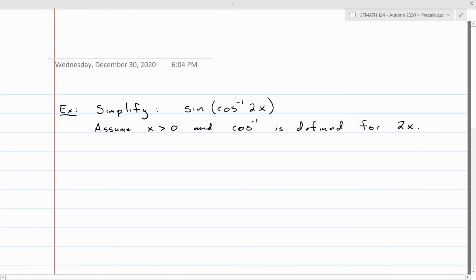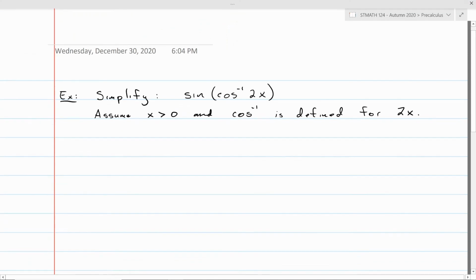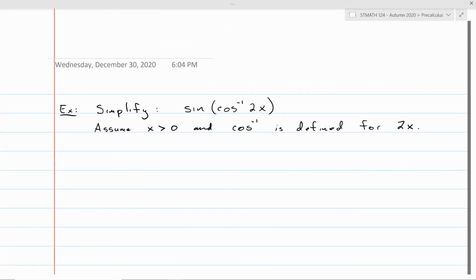Sometimes this sort of thing happens in calculus class where we need to simplify a composition of a trig function with an inverse trig function. And here we make some assumptions just so that this thing makes some algebraic sense. So the thing to know, anytime you plug a number into an inverse trig function, you're getting an angle. So it's helpful to say, let's let theta equal cosine inverse of 2x. So start thinking of that cosine inverse in this problem as an angle. So this is the same as saying that cosine of theta is equal to 2x.